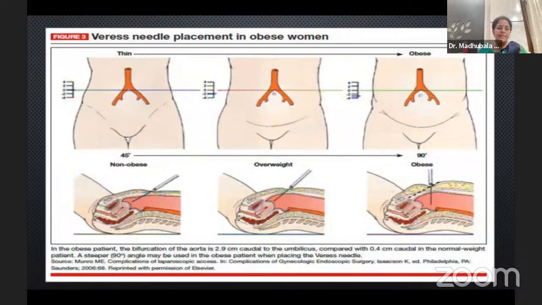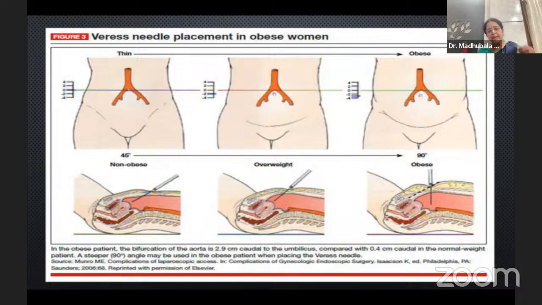So in a thin patient, it should be placed at a 45-degree angle. In overweight patients, it should be placed at an angle of 45 to 90 degrees. And in obese patients, it should be almost perpendicular, at 90 degrees. Why so? Because the bifurcation of the aorta is almost 0.4 centimeters caudal to the umbilicus in a thin patient, and it is 2.9 centimeters caudal in an obese patient.